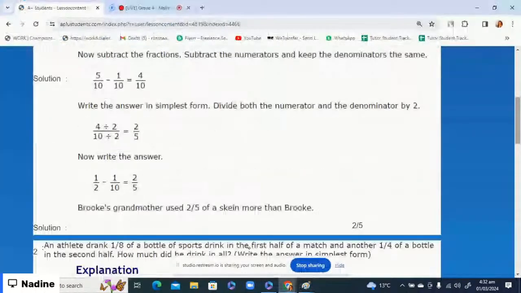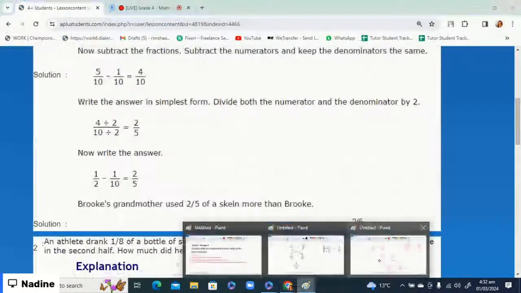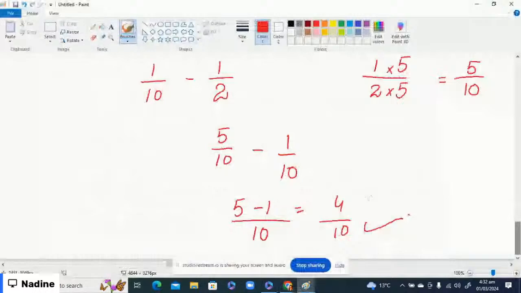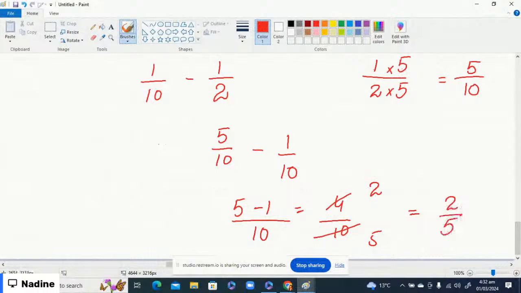And if you want to divide more with the same number, like this 4 and this 10, you are also dividing more. Like how? Look at here. 2 times 2 is 4, 2 times 5 is 10. So 2 by 5 is also your answer. We are going to also write this one.